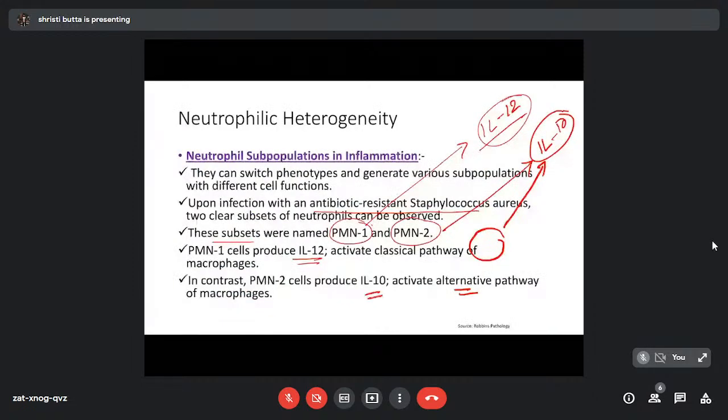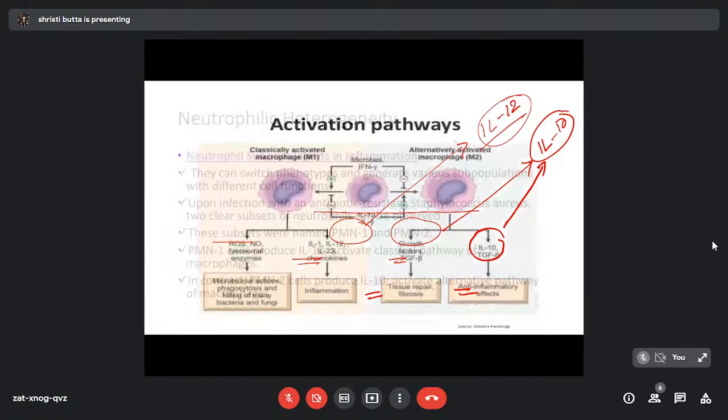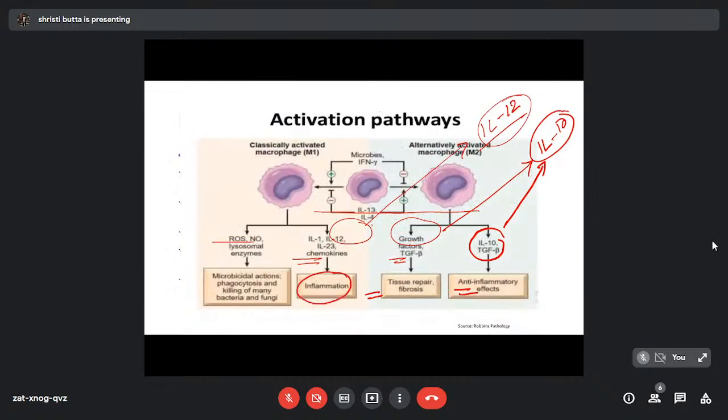Interleukin 10, alternate pathway. Interleukin 12, it is the classical pathway of macrophages that are activated. So we have two basic pathways of macrophages. One is the interleukin 12 pathway, which results in inflammation, and we have the interleukin 10 pathway, which results in its anti-inflammatory property. The two pathways are either classical or alternate. So you have neutrophils which can activate macrophages both along its classical pathway as well as according to its alternative pathway.